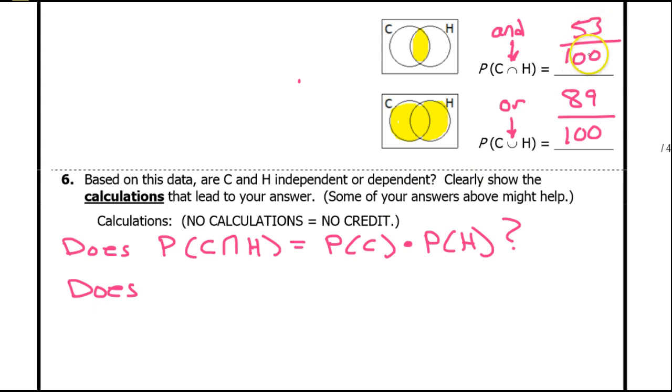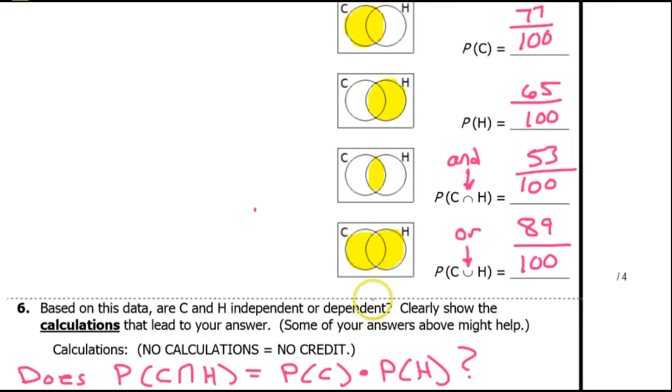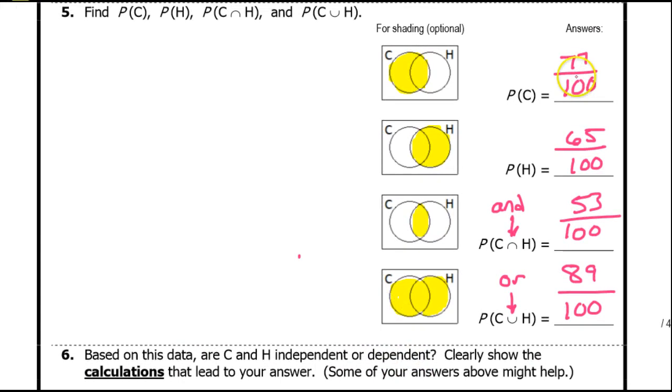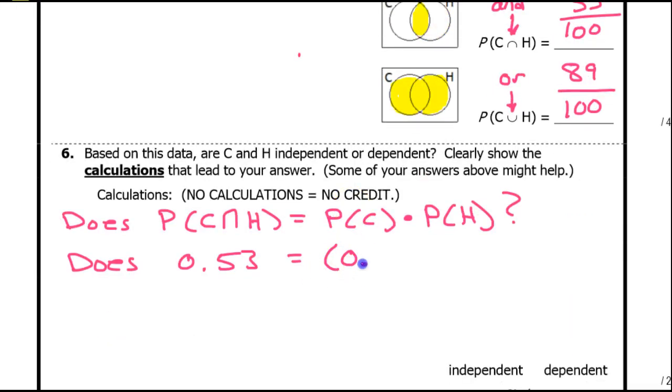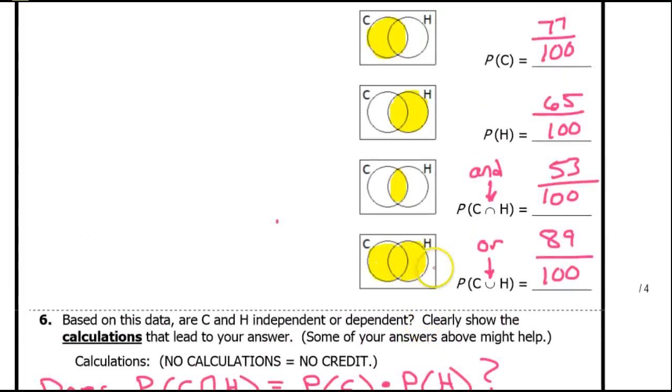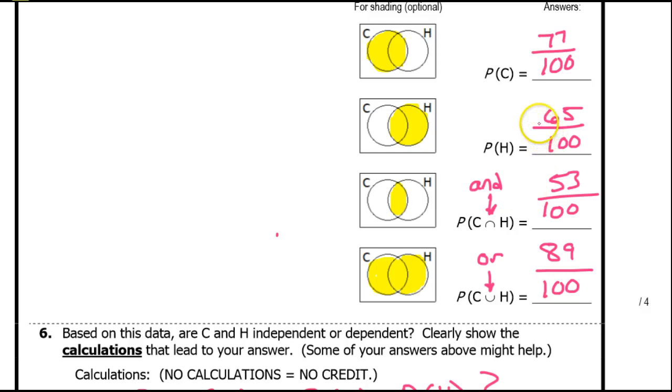I think it will be easier if we convert this to a decimal. 53 divided by 100 is the same thing as 0.53. We just move the decimal point twice to the left. So does this equal the probability of C times the probability of H? The probability of C is going to be 0.77, and the probability of H is going to be 0.65.